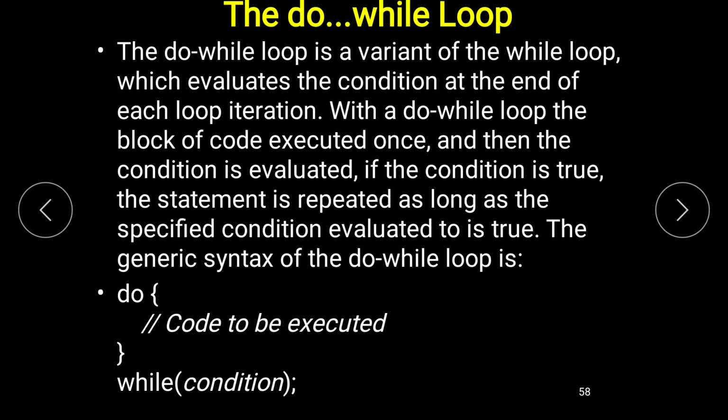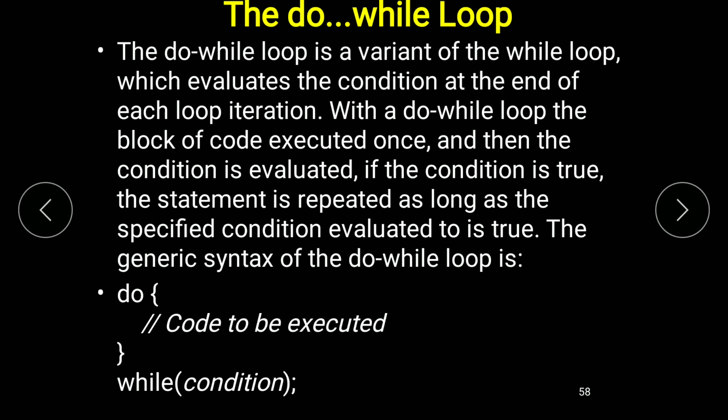Okay, next loop is the do while loop. So what is the do while? The do while loop is a variant of the while loop which evaluates a condition at the end of each loop iteration. So it is the same as the while loop, but the main difference is that in a while loop we check the condition at the beginning, whereas in do while we check the condition at the end. We will see how ahead.